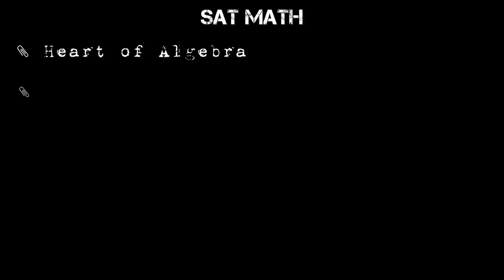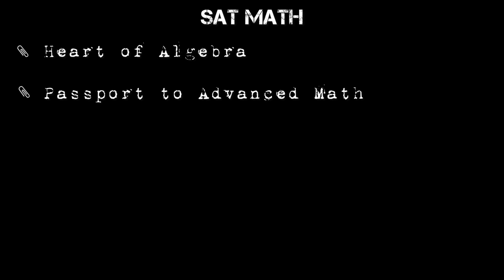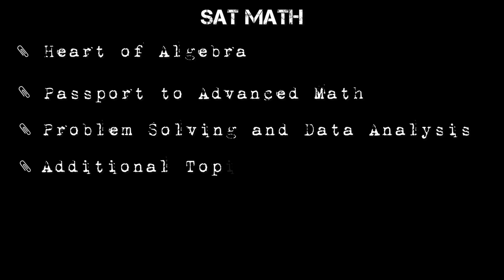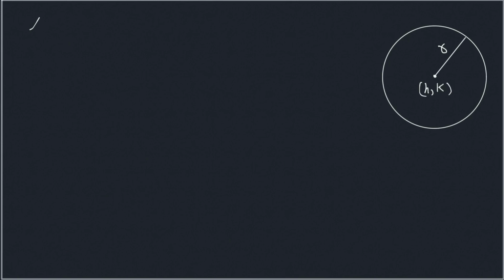Topics covered in the SAT Math section can be broadly divided into 4 different categories. Today, we will look at additional topics in math. Let's learn the technique of completing the square. The general equation of a circle is (x minus h) squared plus (y minus k) squared equals r squared.